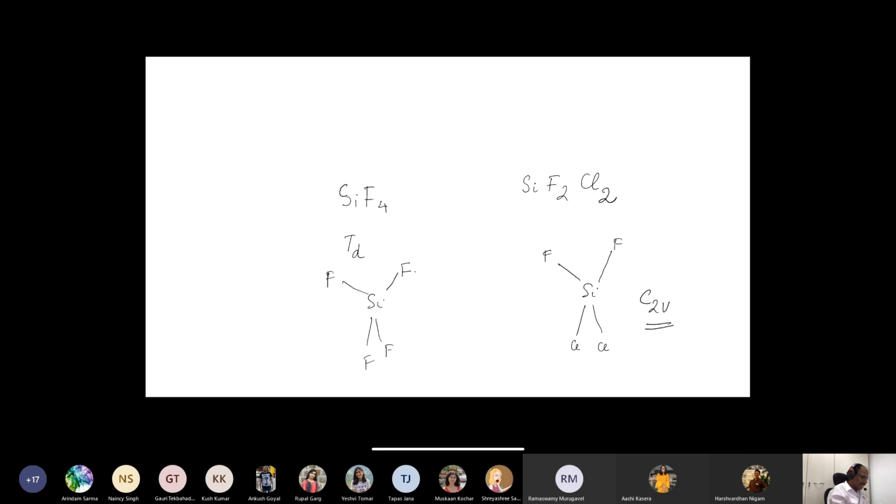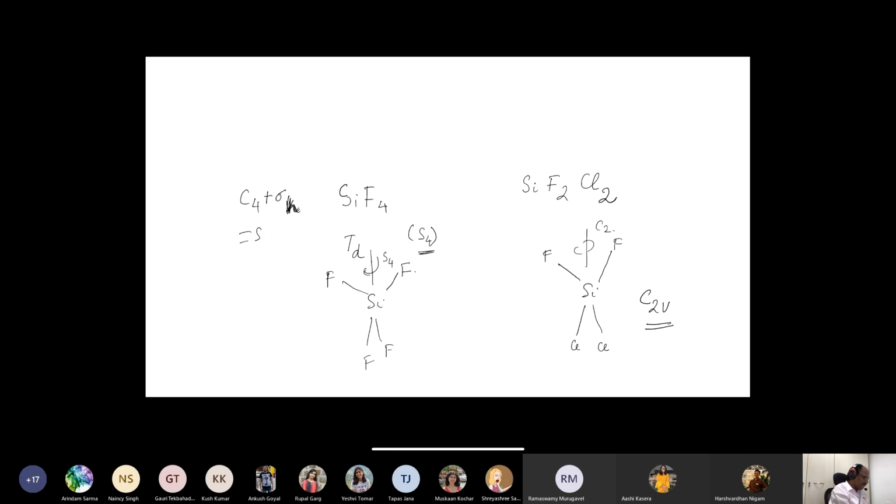This is tetrahedral because it also has an S4 axis, whereas there is no S4 axis here, you simply have a C2 axis. The difference between C2 and S4 axis is that S4 is nothing but a C4 which is not self-standing. It always has to be combined with a sigma h, a horizontal plane perpendicular to that.